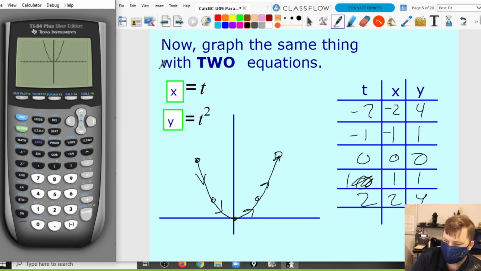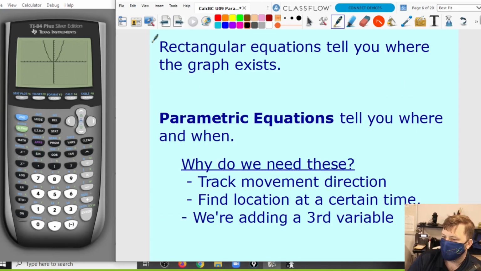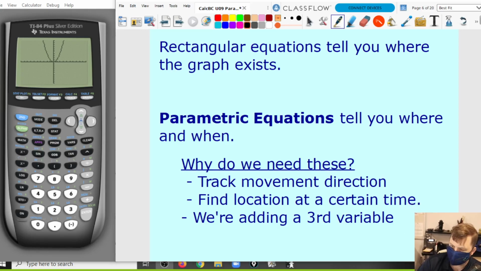We can form a shape like normal, but the parametric part shows you how it's created over time, I would say. So another way to say this is rectangular equations tell you where the graph exists. That's what you're used to. You might hear Cartesian as a word, and I'll write that out here. Cartesian, I think that's how you spell it. But rectangular equations, that means you're x, y only. They tell you where the graph exists. You just draw it at once. But parametrics tell you where and when. So the where is the x and the y part, but the when is the t part.